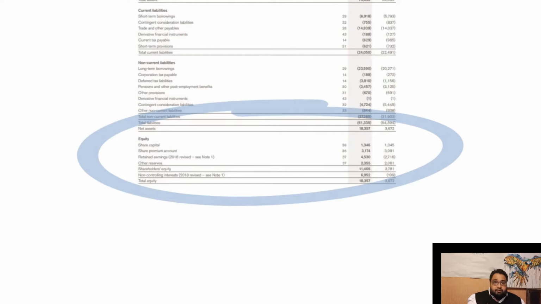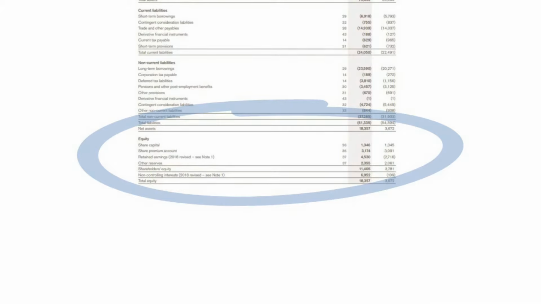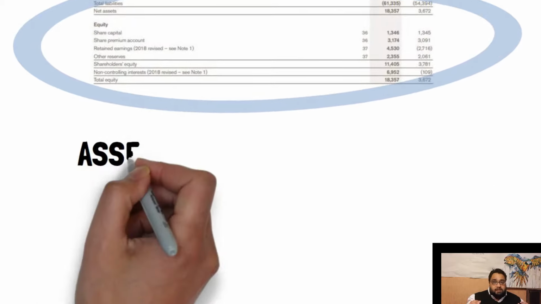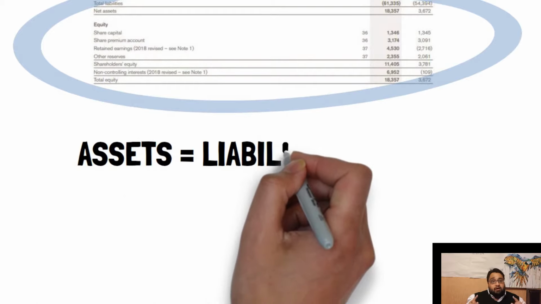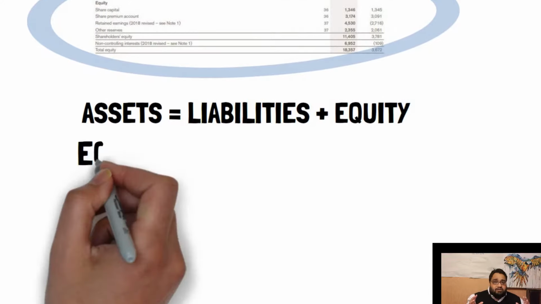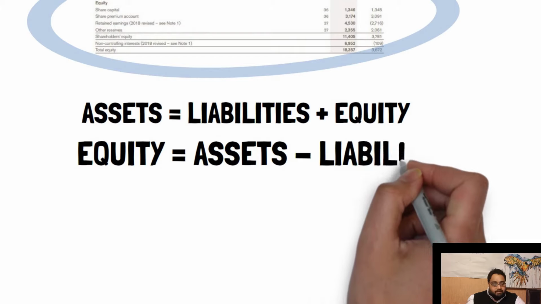We'll also cover off equity within partnerships and within sole traders as well. So what is equity? How can we define it? Well, for this we need to go back to the original accounting equation. Assets equal liabilities plus equity. Now, if we rearrange that, equity equals assets minus liabilities.